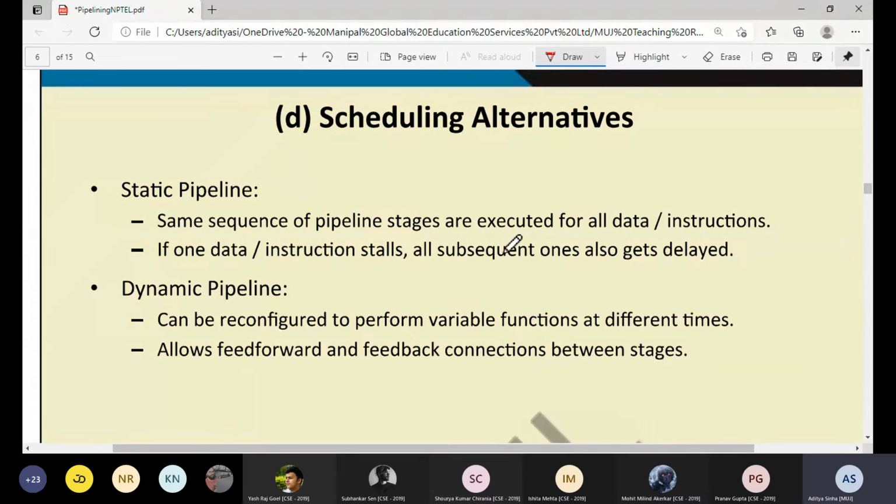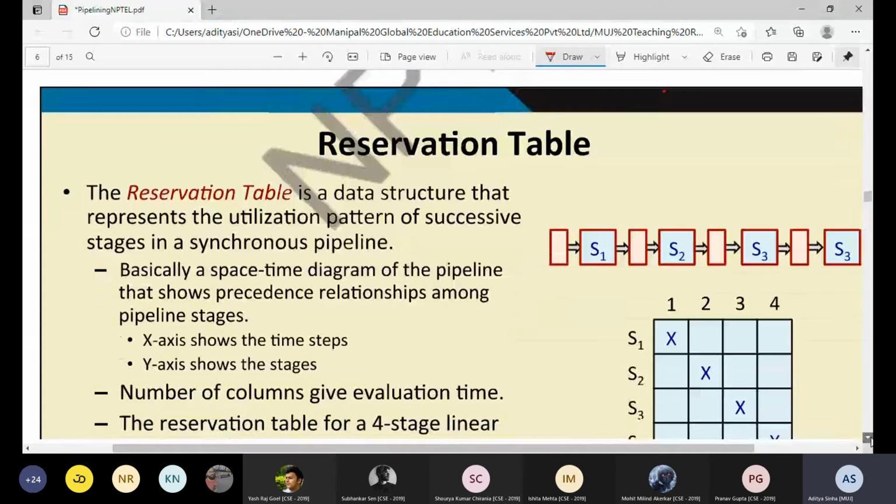Then scheduling: static pipeline basically schedules the linear one. So if there is one data which stalls and something happens to it, then the whole system stalls. And dynamic pipeline, this should be for the non-linear pipelining, and the system will not stall if one of the data is stalled.